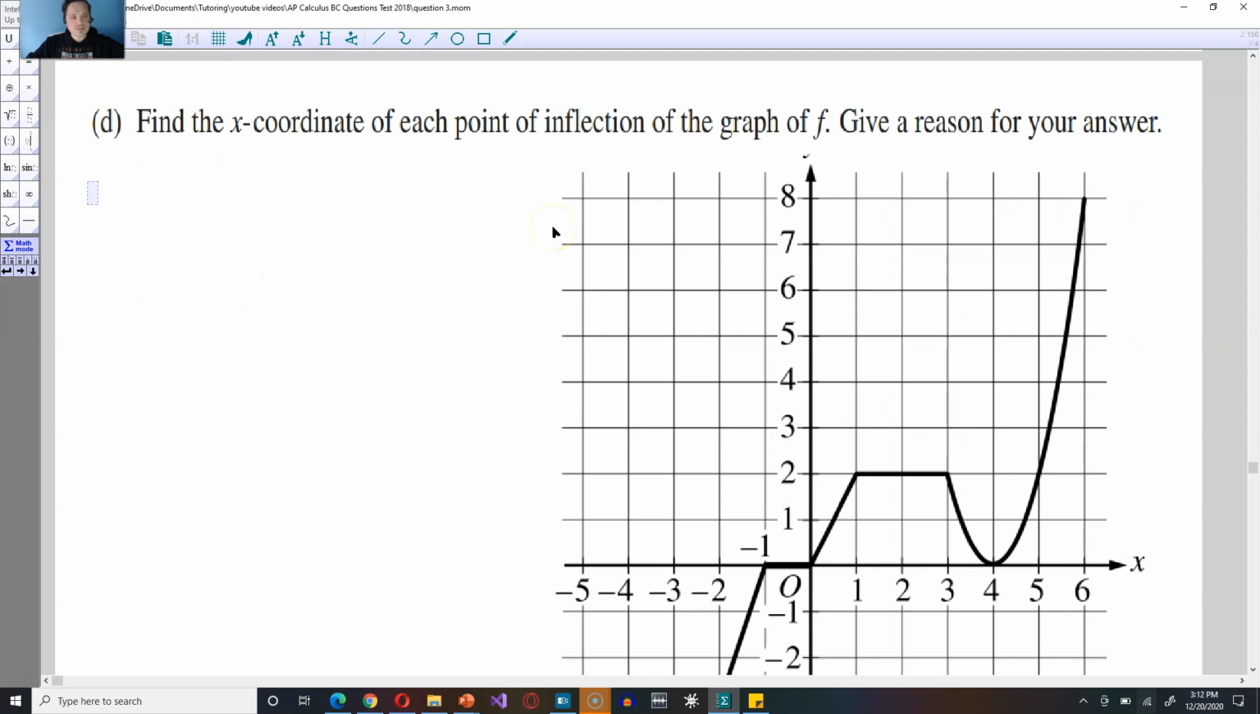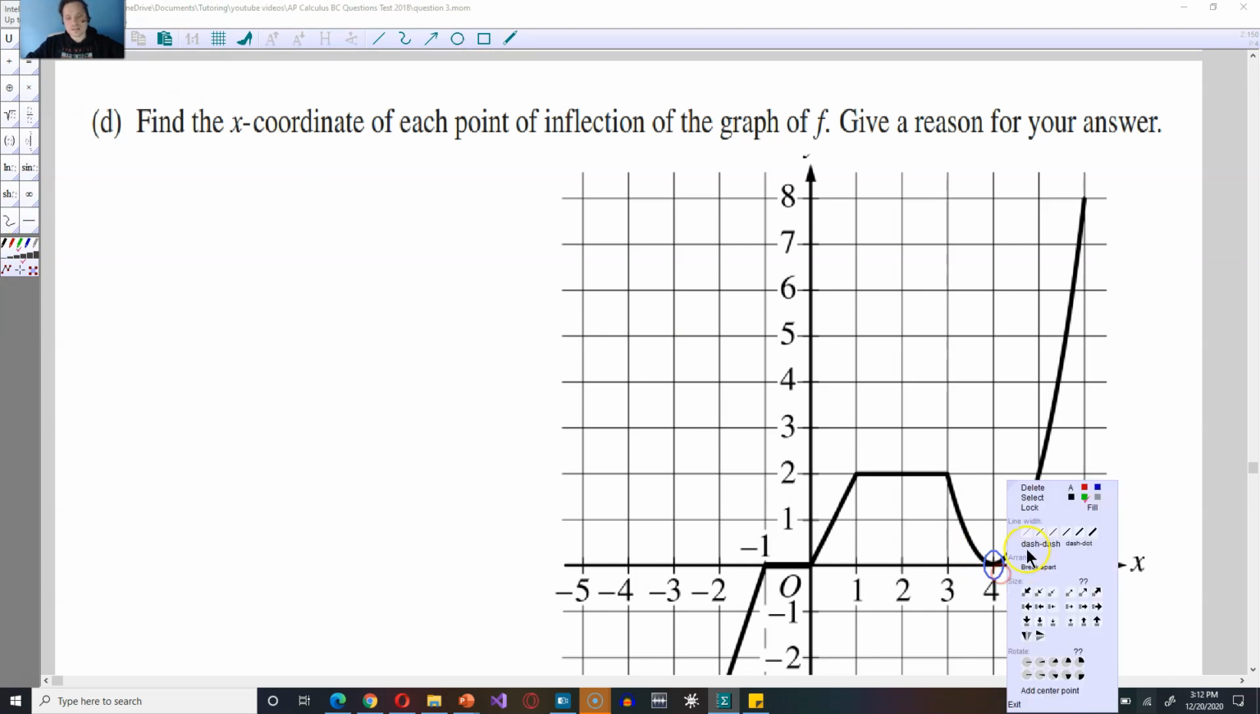Now look at the last part. Find the x-coordinate of each point of inflection of the graph of f. Give a reason for your answer. So the only place where you have a switch in the sign of the second derivative is right here. Take a look. At x equals positive 4. Now, why is that the case? Look at it very carefully there, okay?